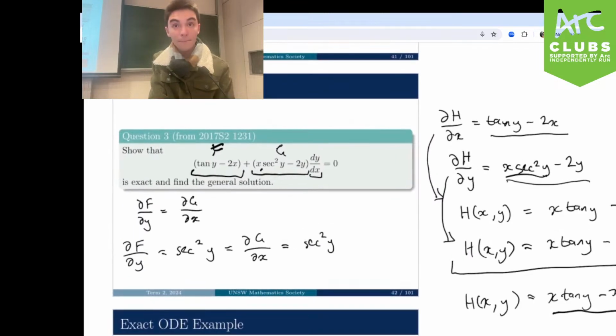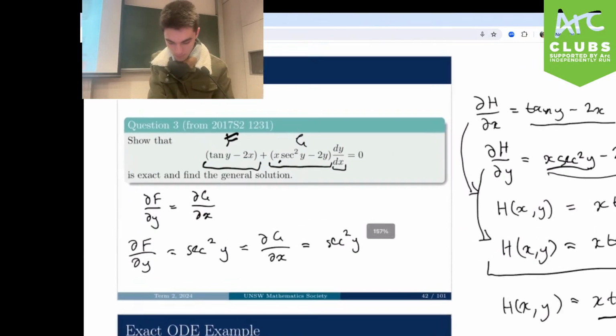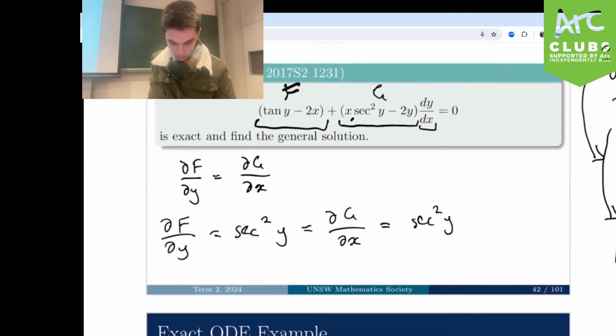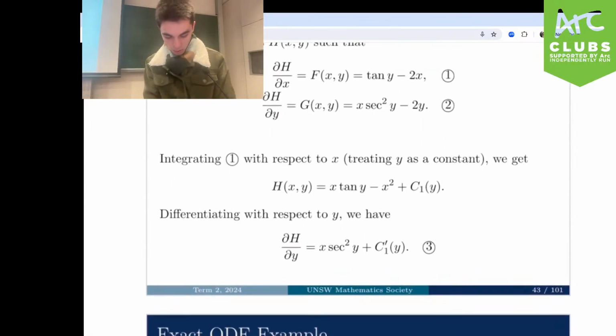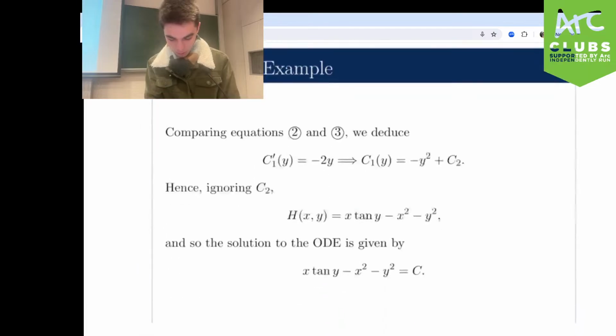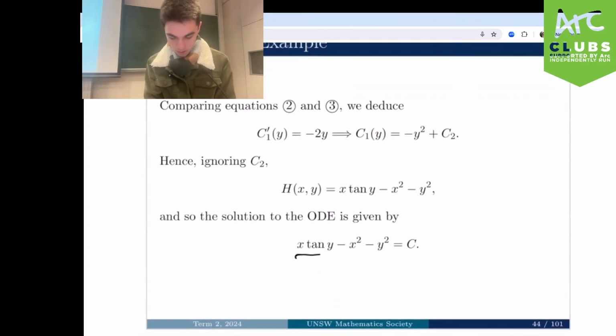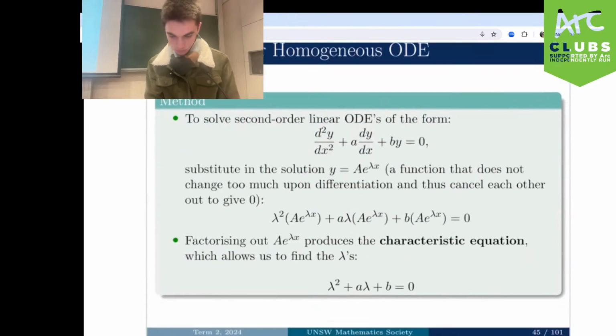Okay. Moving on. So yeah, this all agrees with what the solution is showing. There we go. That's our general solution. Okay.